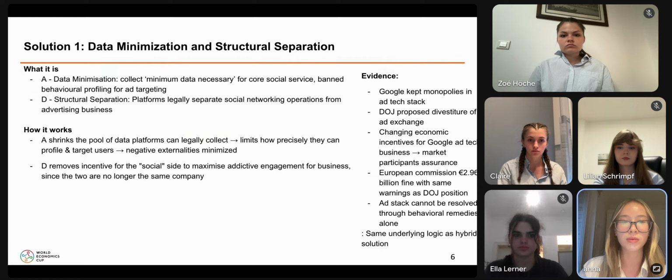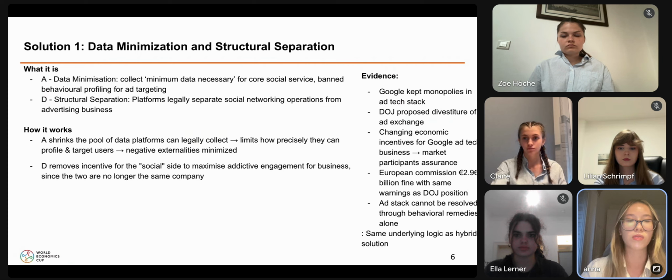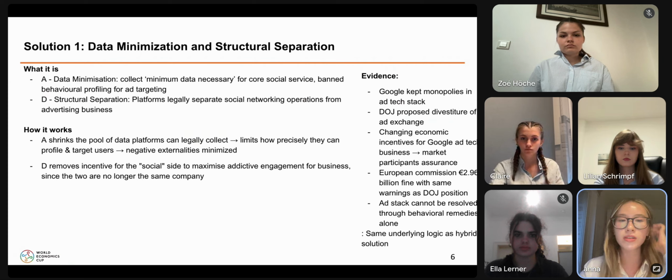The European Commission separately also issued a €2.96 billion fine, with the same warnings attached as the DOJ's position. EU officials state that structural separation is the likely endgame, arguing that the stack cannot be resolved solely through behavioral remedies. The same underlying logic is used in the hybrid solution.